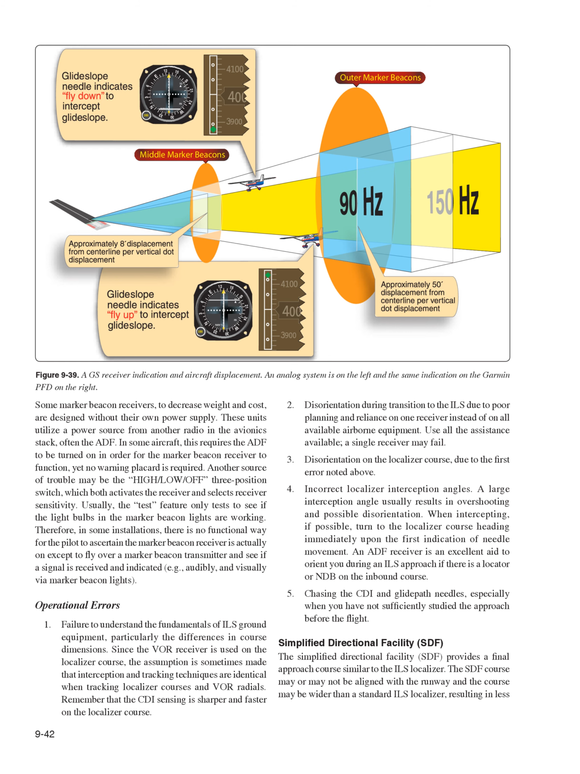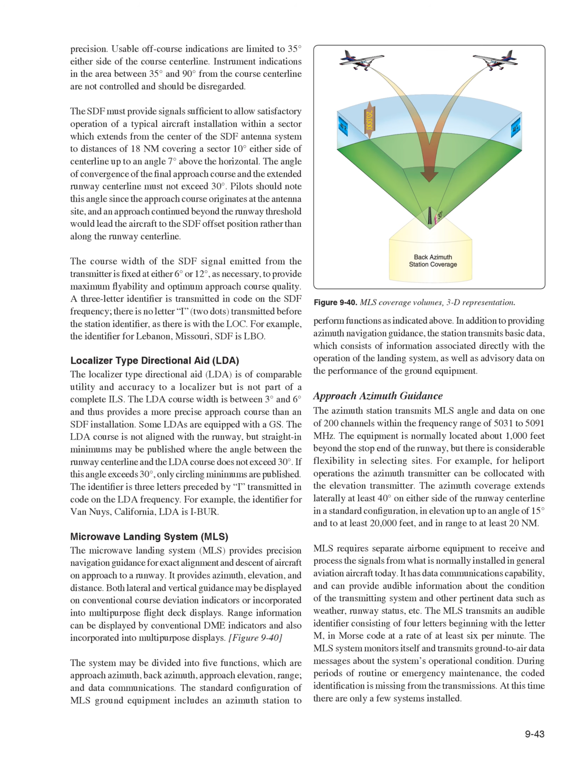The SDF course may or may not be aligned with the runway, and the course may be wider than a standard ILS localizer, resulting in less precision. Usable off-course indications are limited to 35 degrees either side of the course centerline. Instrument indications in the area between 35 degrees and 90 degrees from the course centerline are not controlled and should be disregarded.